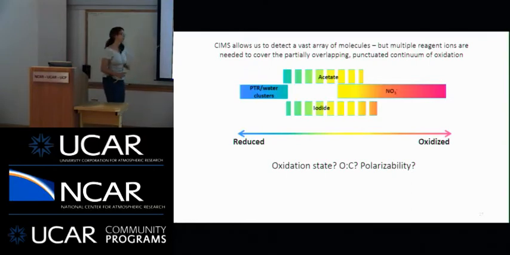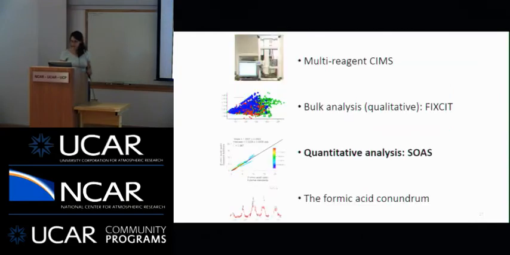But I think the point here is that if we actually want to measure all the molecules in the atmosphere, or even some suite of oxidation states, and try to understand the chemistry, then we can't just use a single reagent ion. We need to have multiple reagent ions in order to understand all the molecules out there. Okay, so that's our bulk analysis.